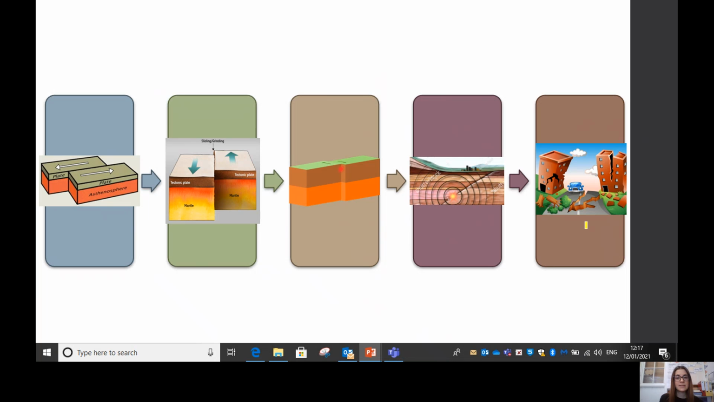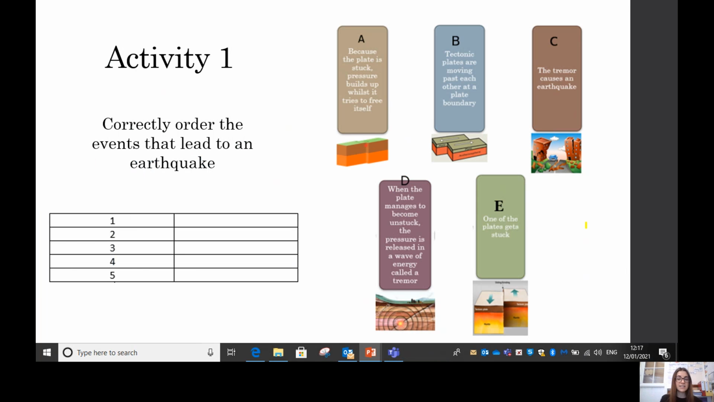Well done, well remembered. So your first activity that you can either complete on the sheet or you can draw off the table, just down here. You just need to correctly order the events that lead to an earthquake. So I've mixed up the events and I've given them each a letter. So you just need to decide which is the first event and pop the letter into the box and go through the different stages. So pause me now and complete this activity.